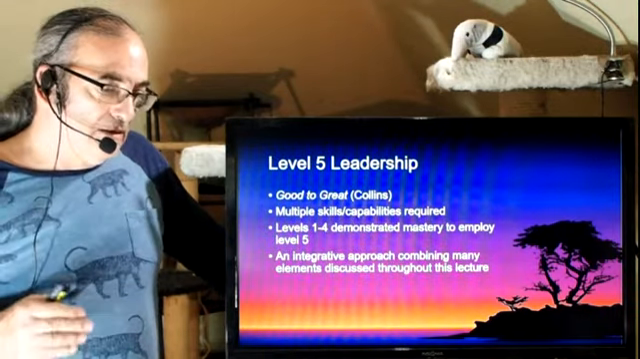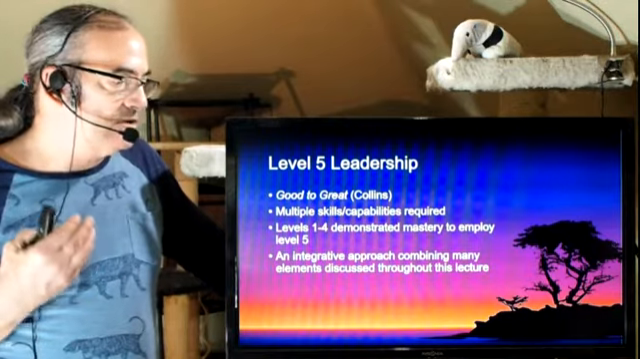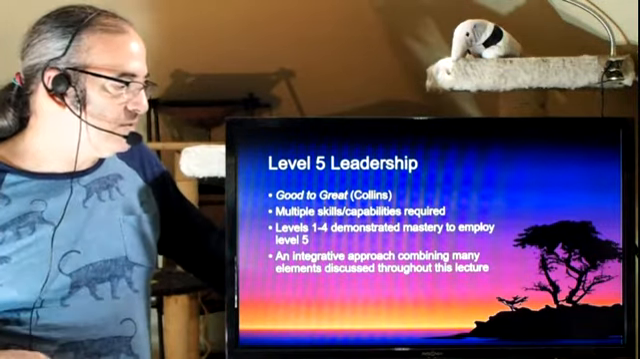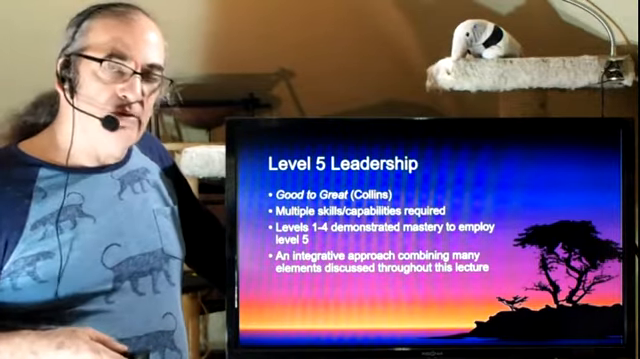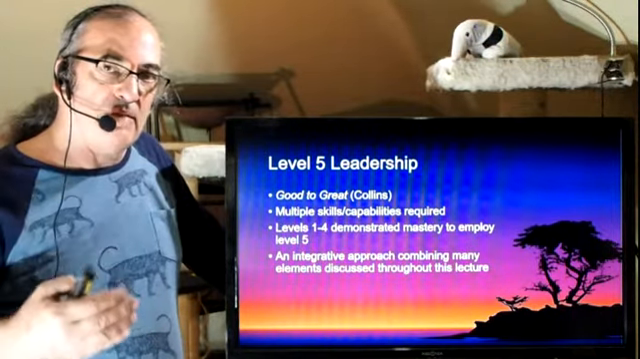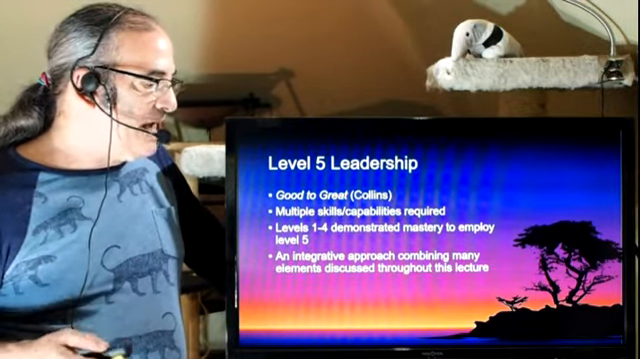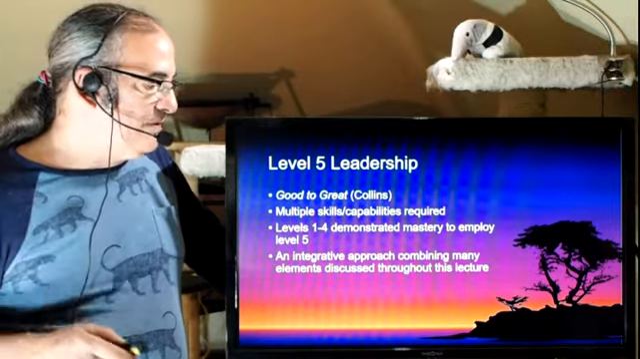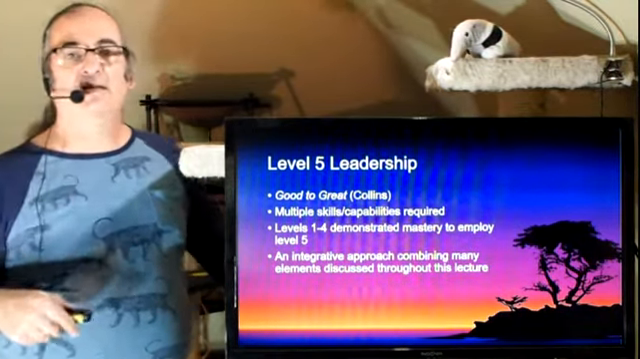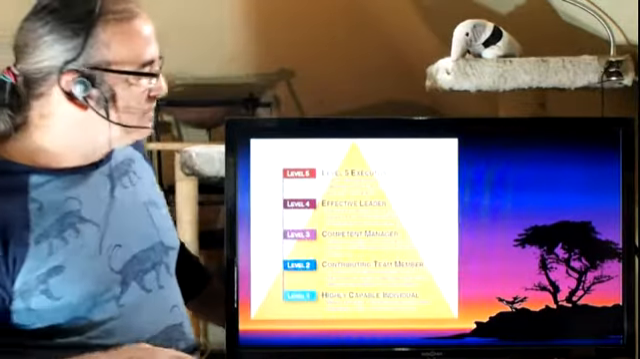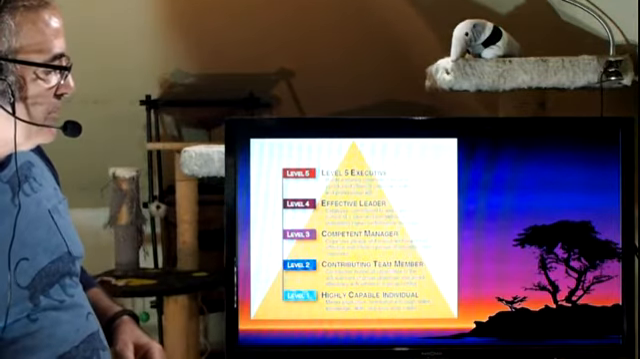So let's talk about level 5 leadership, and this concept is from Collins, from his Good to Great. Multiple skills and capabilities are required. We don't come into this with just one skill or characteristic. Levels 1 through 4 demonstrate mastery to employ level 5. It's an integrative approach combining many elements discussed throughout this lecture, and it's a good place to put it then. Right? So level 1 is a highly capable individual, right? We see that person.